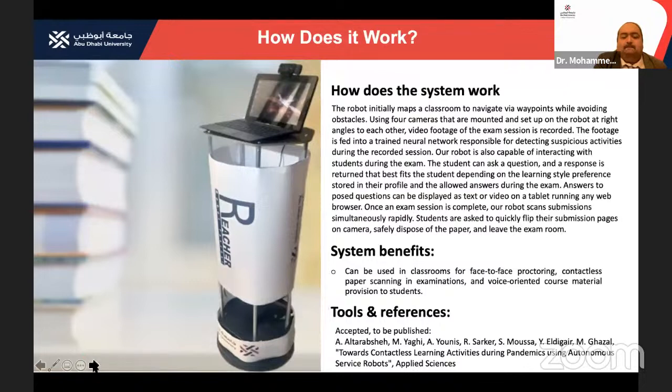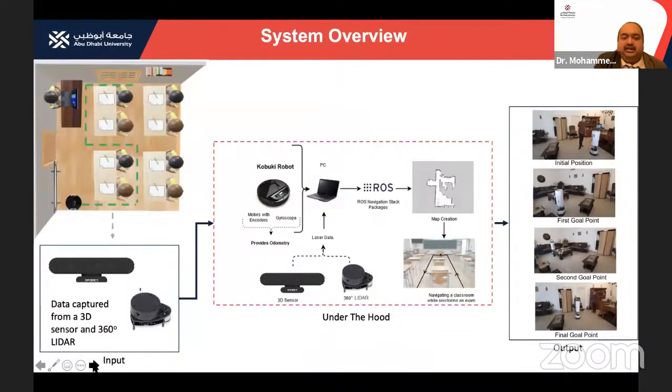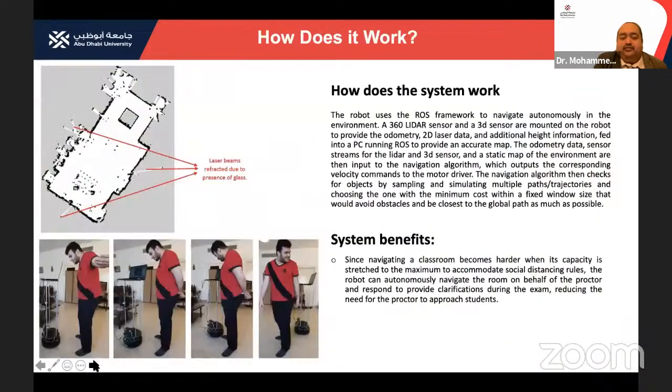The reference to it is here. Now, let's begin with autonomous navigation. Autonomous navigation uses sensors in order to map an environment and allow the robot the ability to go around in a classroom, similar to how a vacuum cleaner does this, and to be able to get a complete map of the environment.